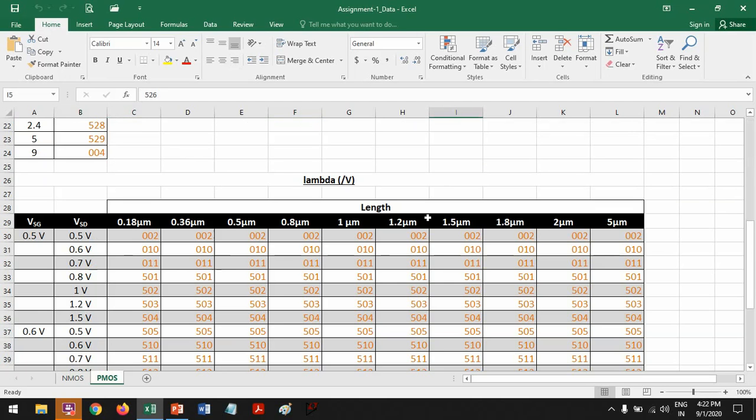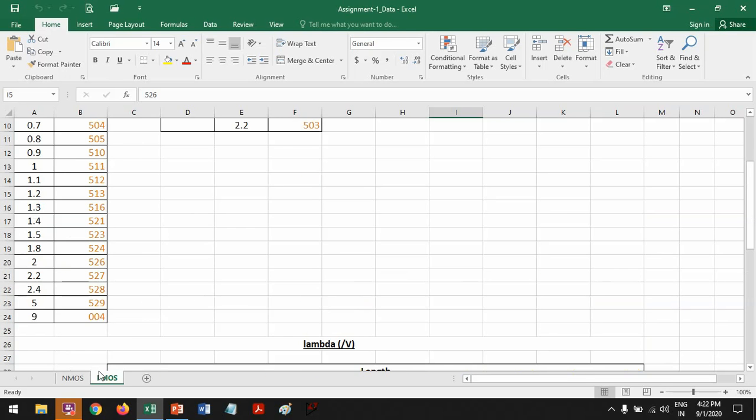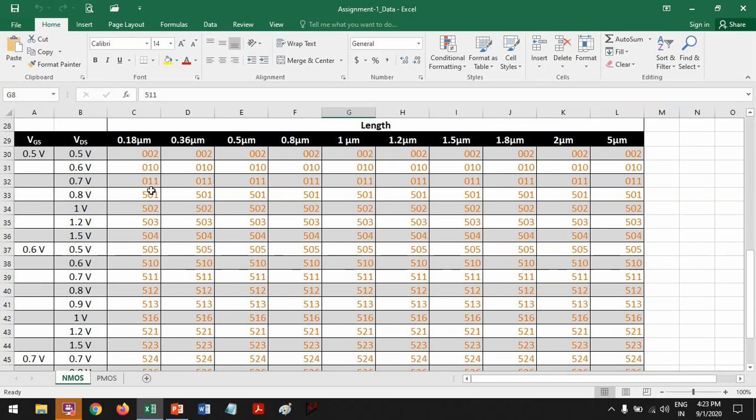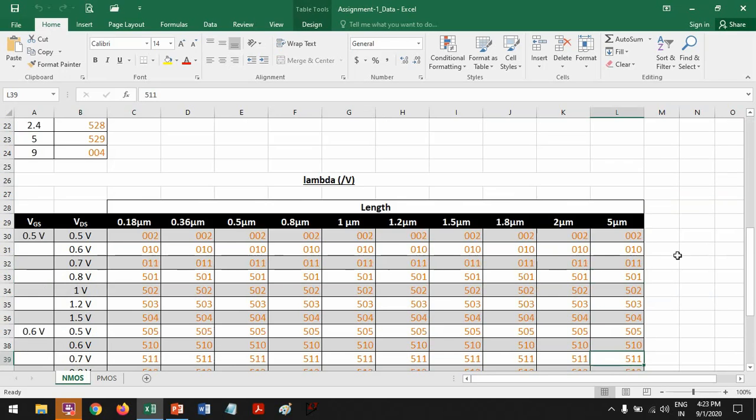PMOS is the same. This is just a copy of the NMOS, only the voltages are VSG, VSD, etc. Otherwise, it's the same. If your roll number is 511, then you'll fill up this value, 511, and this whole row, 511, whole row. That is 13 times 2, 26 values you have to find.